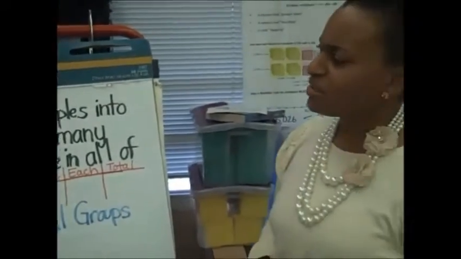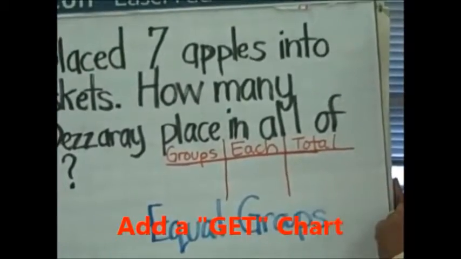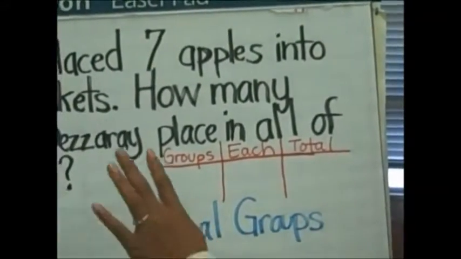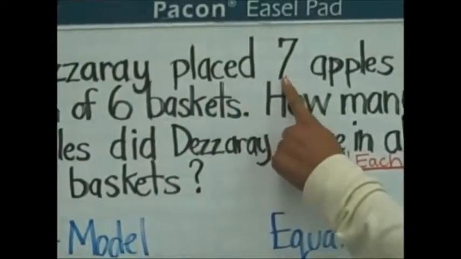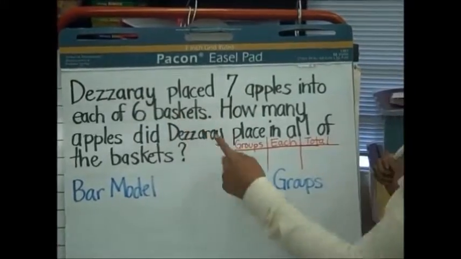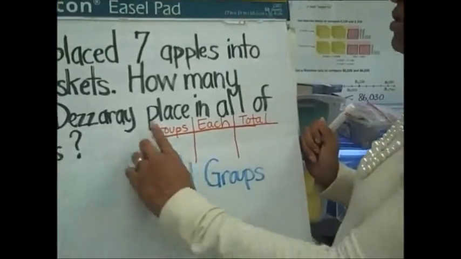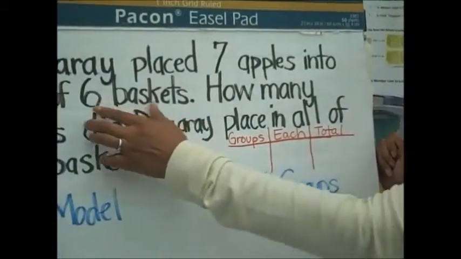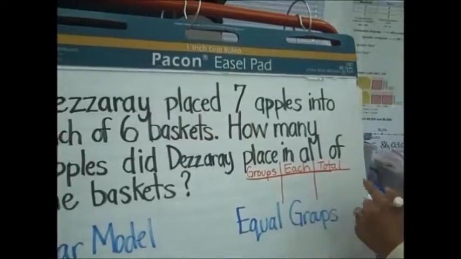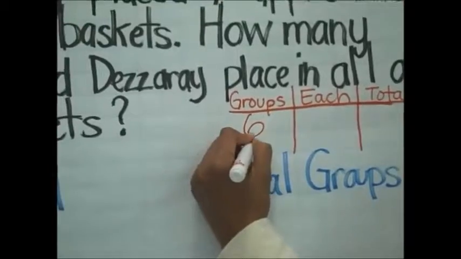All right, so sometimes we may have some confusion about what's going on with this problem. And this is why we use a get chart to help us organize our information. When I look at the first sentence, Desiree placed 7 apples into each of 6 baskets, I already know what my groups will be. My groups are going to be the baskets because my baskets are going to hold the apples.